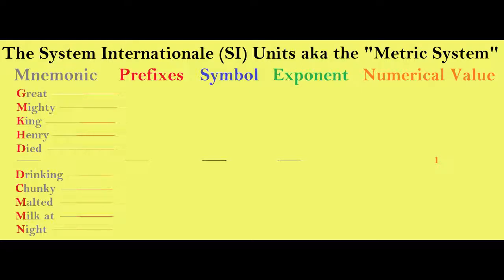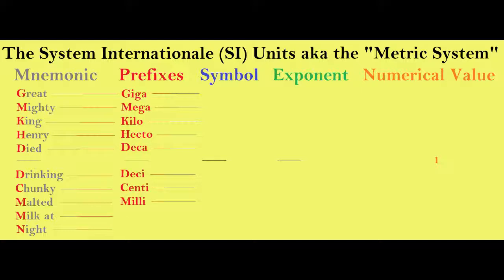We'll make the first letter of each of these words red. That'll help us remember that the first letter will be applied to the first letter of the prefixes. Giga, mega, kilo, hecto, deca, deci, centi, milli, micro, and nano.